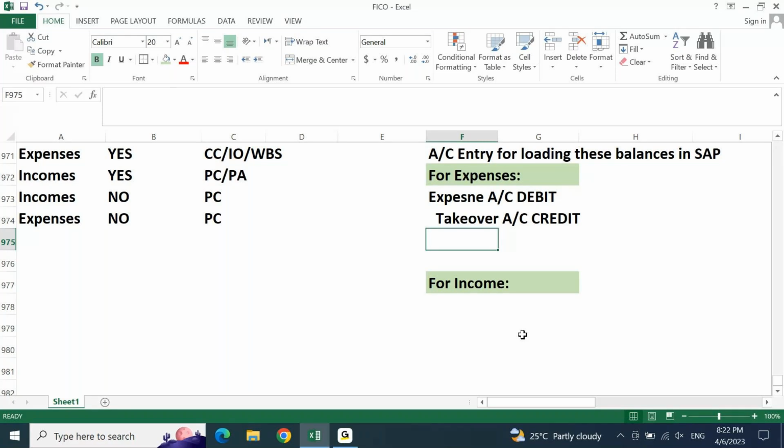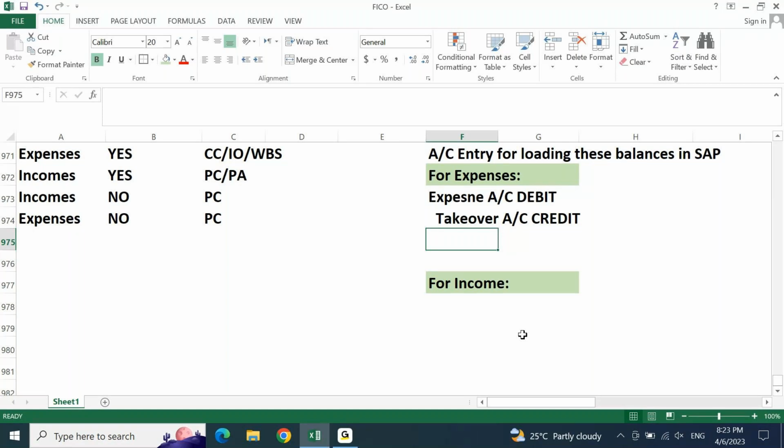Take the expense account, put it on the debit side, and take the takeover account, put it on the credit side. Let us assume that we are going ahead with only one takeover account for now. But in a real environment, you will have different takeover accounts. The expense takeover account will be a different GL account, and the income takeover account will be a different GL account. For practicing and initial understanding, since we are doing it only on an Excel sheet to get the logic, let us create only one GL account.